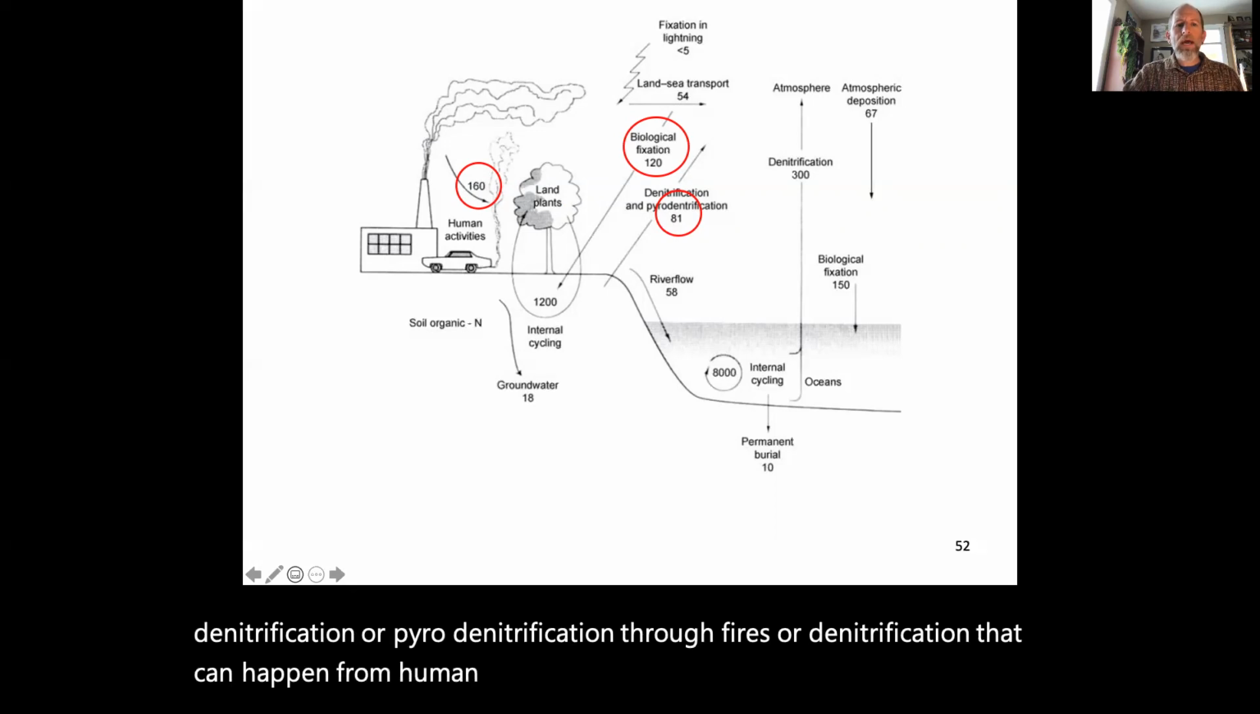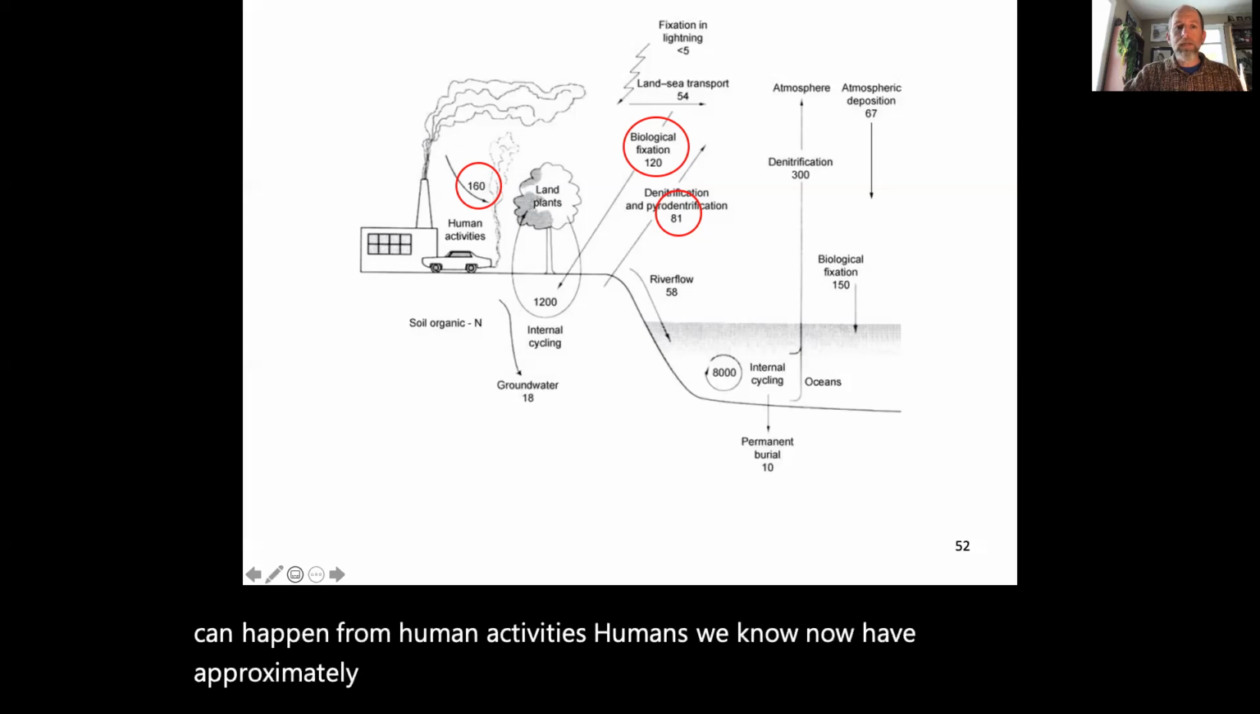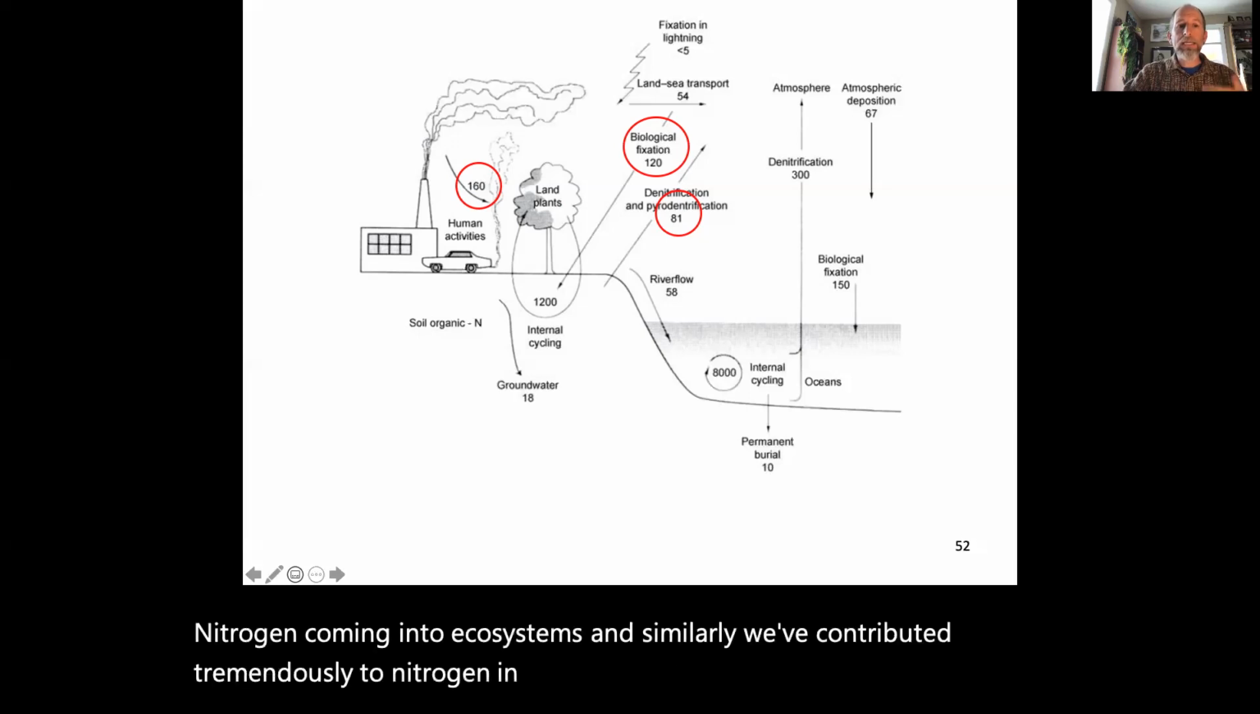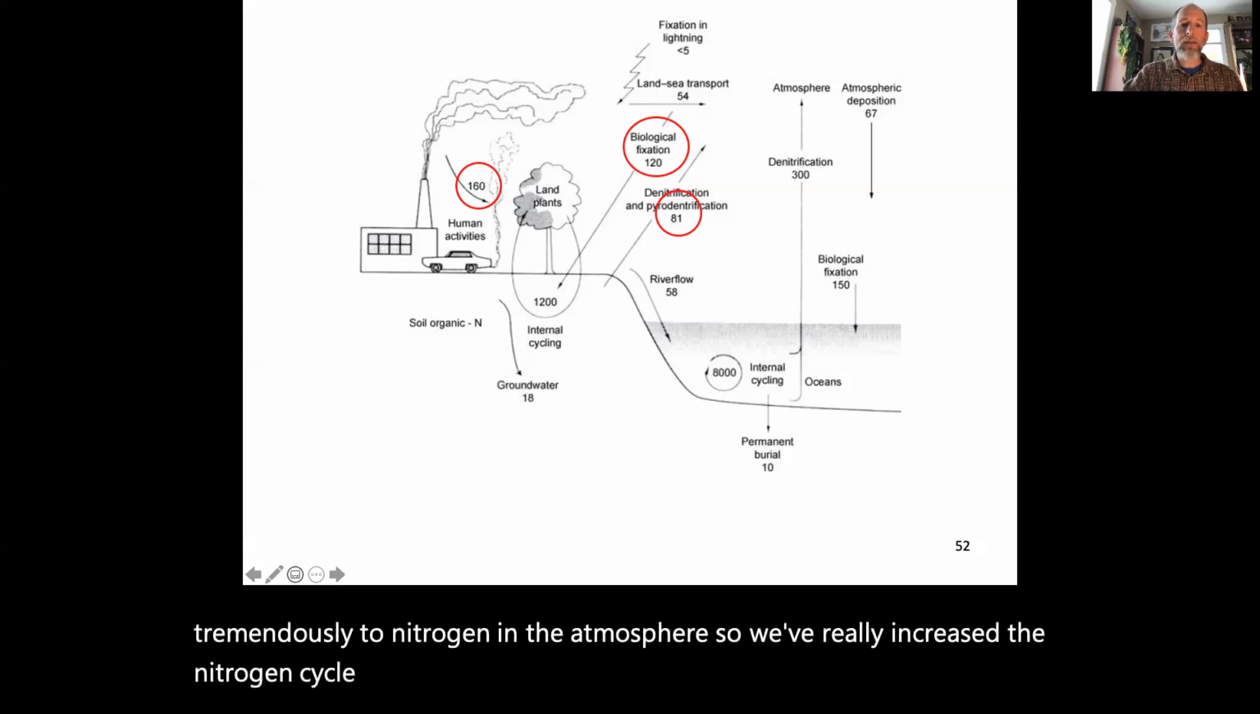Humans, we know now, have approximately doubled the amount of nitrogen coming into ecosystems, and similarly, we've contributed tremendously to nitrogen in the atmosphere. So we've really increased the nitrogen cycle, both the amount that comes in and the amount that goes out to the atmosphere.